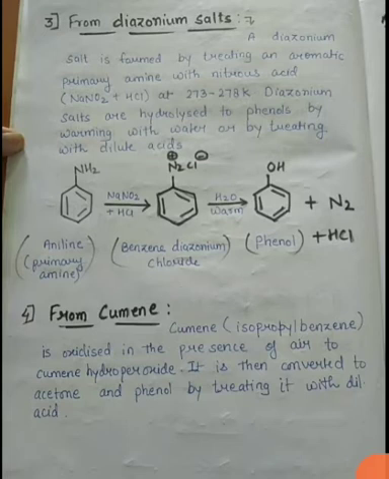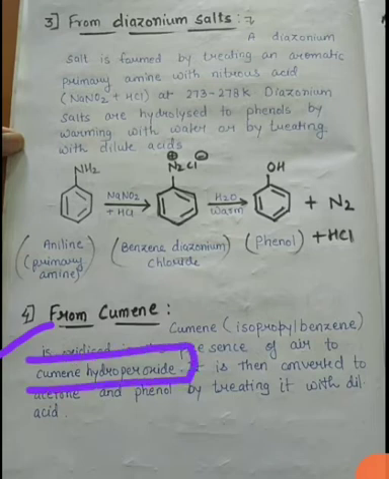Now students, let's look at the fourth, that is from cumene. Students, the word cumene is new to you. Cumene is basically isopropyl benzene, and it is oxidized in the presence of air to form cumene hydroperoxide. So cumene is reacted in the presence of air to form cumene hydroperoxide.